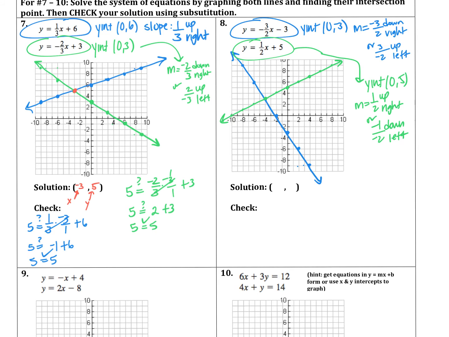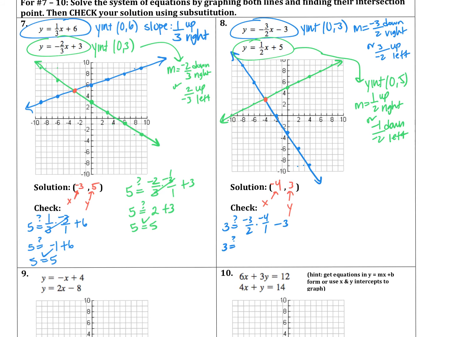I'm going to mark where they intersect, which is right here at -4, +3. To check and make sure I got the correct solution, I'm going to plug in x is -4, y is 3. Let's do it for the blue equation first. Y, which is 3, equals -3/2 times x, which is -4/1, minus 3.